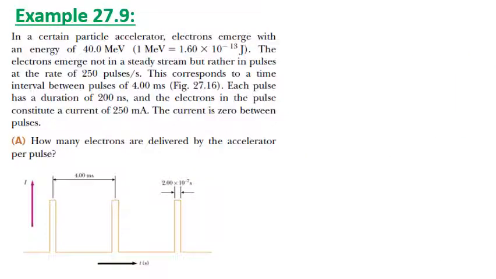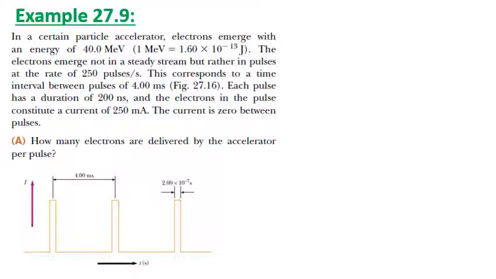Next, in example 27.9, the statement says that in a certain particle accelerator, electrons emerge with an energy of 40 mega electron volts. Mega is 10 raised to power 6, and if I want to convert these mega electron volts into joules, I will have to multiply this 40 with 1.6 into 10 raised to the power minus 19 joules, and then I get the value in joules.